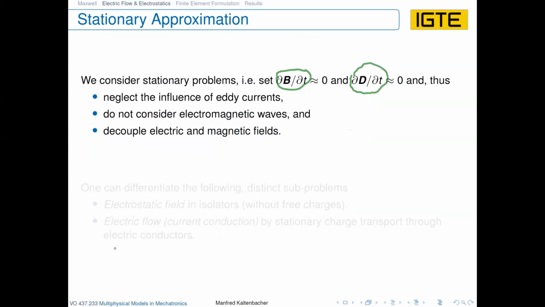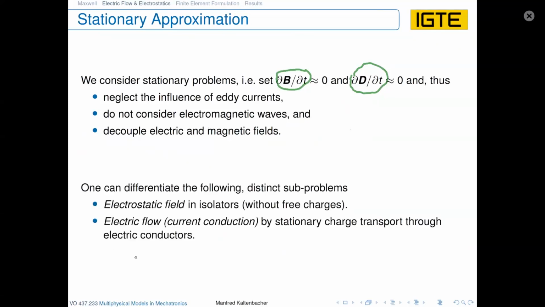Okay, so as already told, we will come up to the electrostatic field partial differential equation, where we have within isolators or the materials no free electric charges. Clearly, we will have at some surfaces electrodes, for example, at which we can apply a voltage or any electric charges. And in addition, we will have the electric flow partial differential equation for the transport of charges through electric conductors.